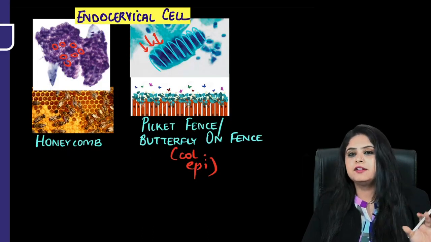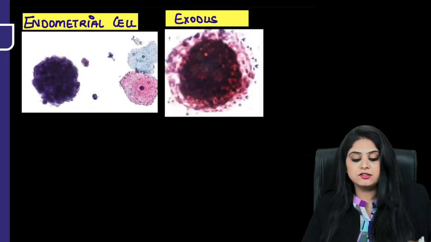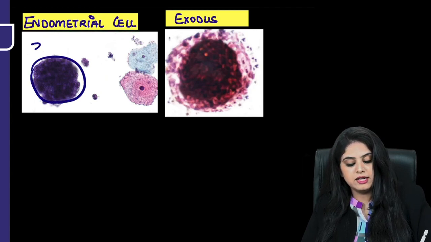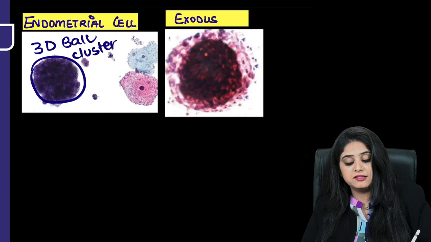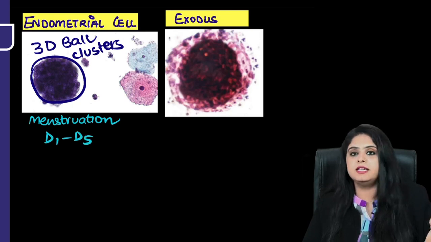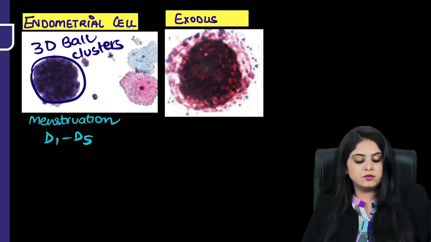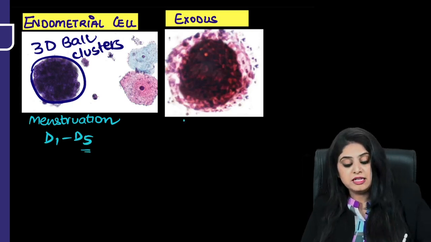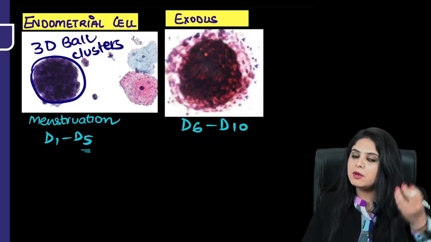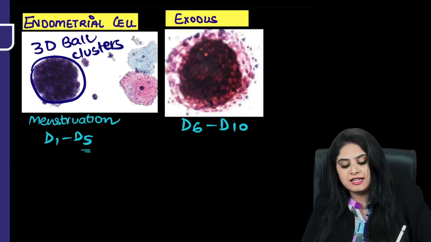This was about cervix, but can sometimes endometrial cells also be seen? Yes. Endometrial cells are identified by the fact that they look like 3D ball clusters. So when will you see endometrial cells? You will say, ma'am, when the female is menstruating, that is the time when her endometrial cells are shedding off, means day 1 to day 5 when she's bleeding. But even after she stops bleeding, after day 5, for the next few days, 6th to 10th day, some amount of endometrial cells shed off, and that is known as exodus.